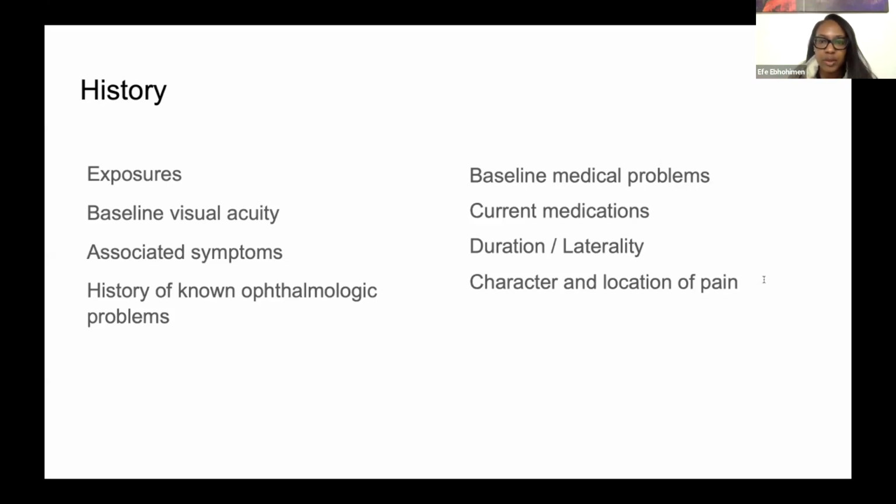Ask about the character and location of the pain. For example, is it more up front? Is it a scratchy, gritty, sand-in-the-eye feeling? This type of characterization usually relates to anterior structures such as the lids, the conjunctiva, or cornea, and foreign bodies. Ask if there's a deep boring pain behind the eye, like a toothache, associated with the eye pain. This is usually related to posterior structures. And then photophobia usually relates to uveal tract pathology, such as the iris or ciliary body.